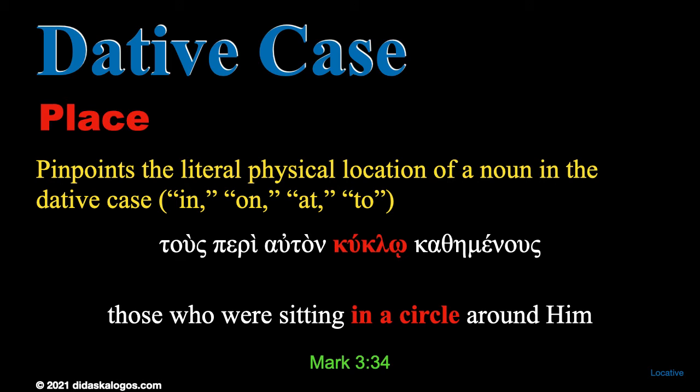Now, the uses of the locative dative case. The first is a physical place, pinpoints the literal physical location of a noun in the dative case: in, on, at, or to. Tous peri auton kuklo kathemenous, those who are sitting in a circle around him. Kuklo, in a circle.